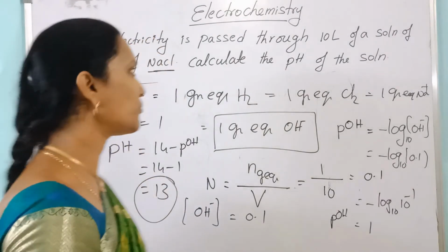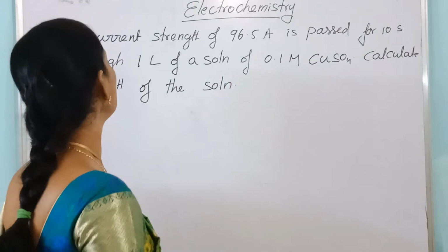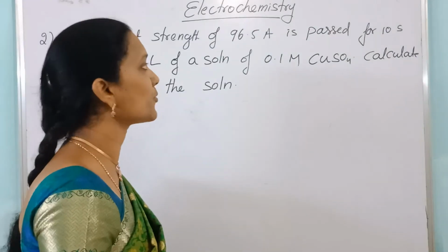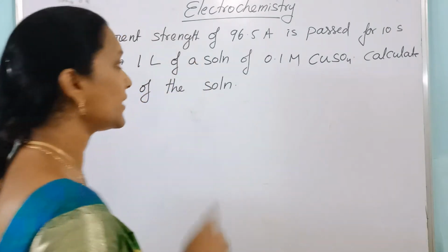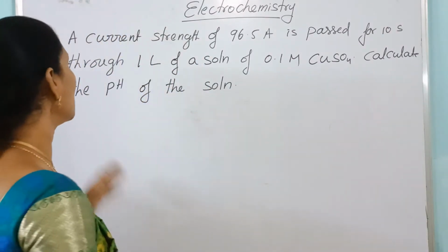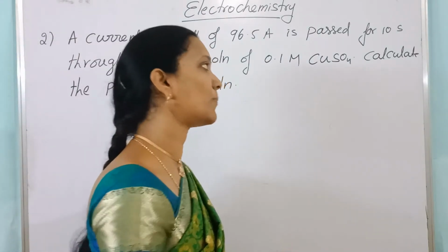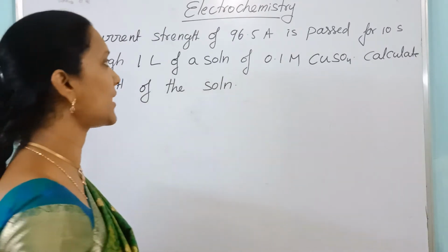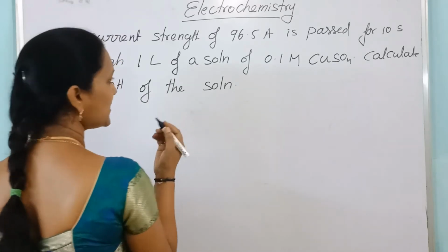Okay. Better, one more problem like this. So see the second problem. A current strength of 96.5 amperes is passed for 10 seconds, through 1 liter of a 0.1 M copper sulfate solution. Calculate the pH of the solution. Again a pH calculation. So how to solve this one? What is given here? What is the relation?